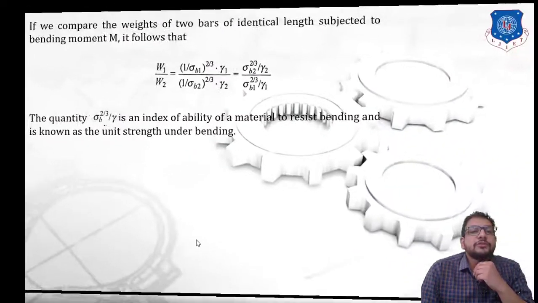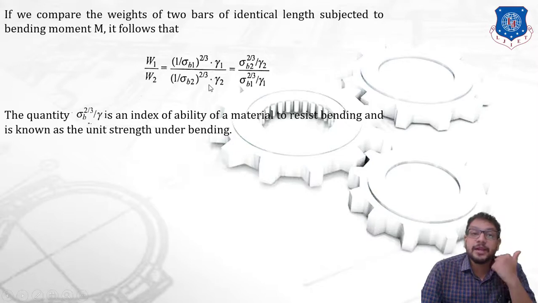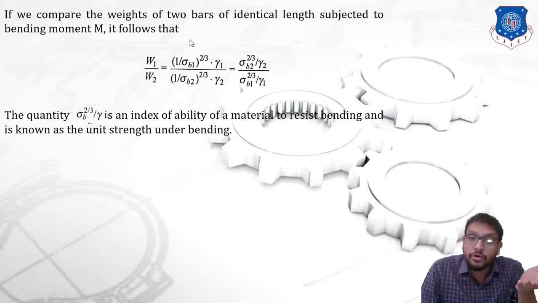Okay. Now let's proceed further and determine a weight ratio. So if we compare the weight of two bars of identical length subjected to a bending moment M, then it follows this equation. So we can clearly see W1 by W2 is equal to 1 upon sigma b raised to 2 by 3 into gamma 1, upon 1 upon sigma b raised to 2 by 3 into gamma 2. Now how has this come? So we can clearly say that again a bending moment, length and factor of safety are going to remain same for both the bars. So obviously what would be remaining? So sigma b1 and sigma b2. Similarly gamma 1 and gamma 2.